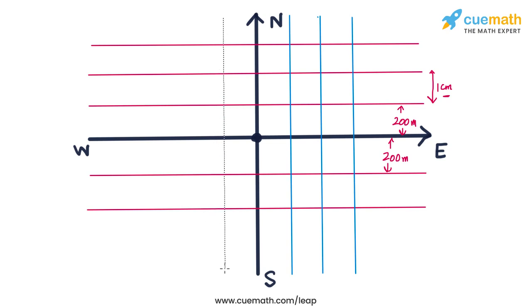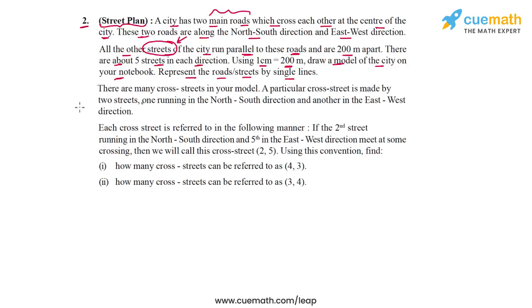So we have 4, and finally we have 5. So these 5 streets are in the north-south direction, and again the distance between any two adjacent streets is 200 meters in reality, and on the notebook this distance is 1 centimeter. So the scale is 1 centimeter equal to 200 meters as told to us in the problem. So this is the figure that represents the roads and streets in our city. Now let's go back to the problem and see what it says.